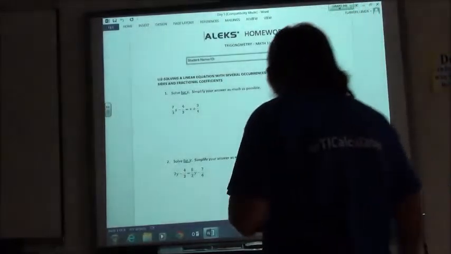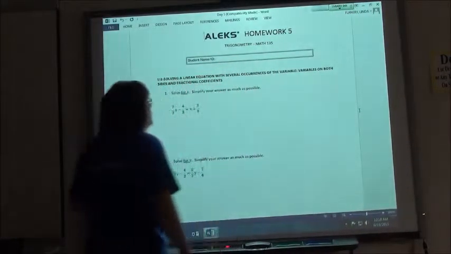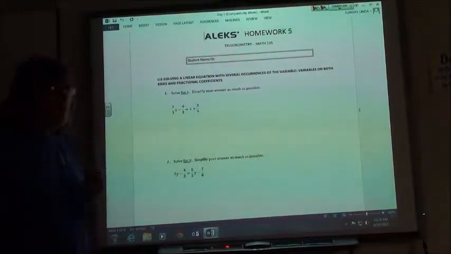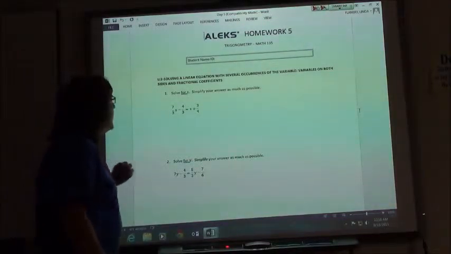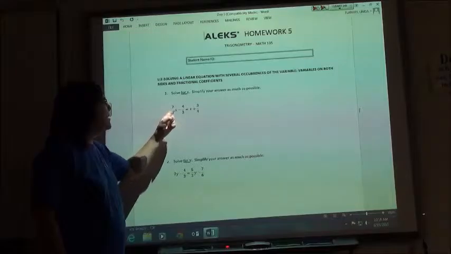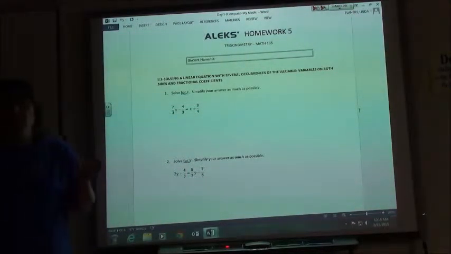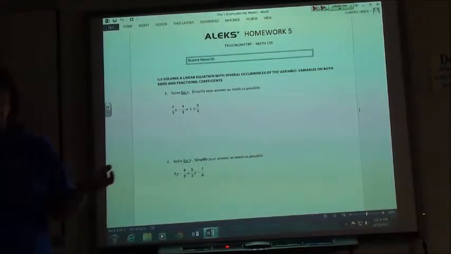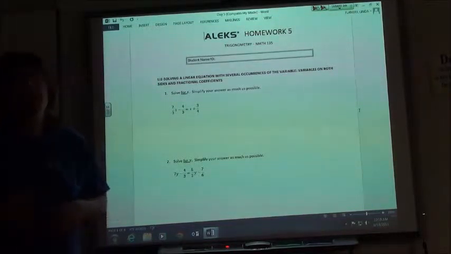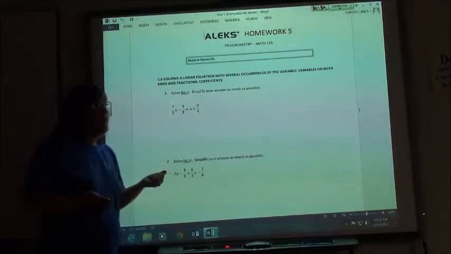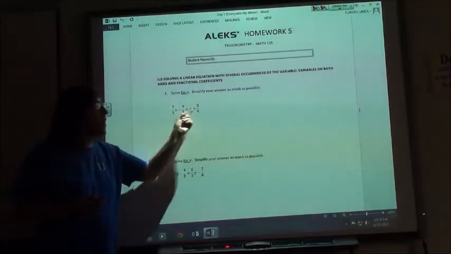Trig homework 5 starts off with solving a linear equation with several occurrences of the variables on both sides, and fractional coefficients. We know that whenever we have fractions in our equation, we could subtract the x and add the 4/3, but then we end up having to add and subtract fractions, and then we have to get rid of our coefficient by multiplying by the reciprocal, and there's a lot of room for error. So another way to solve this problem is to get rid of the fractions first.